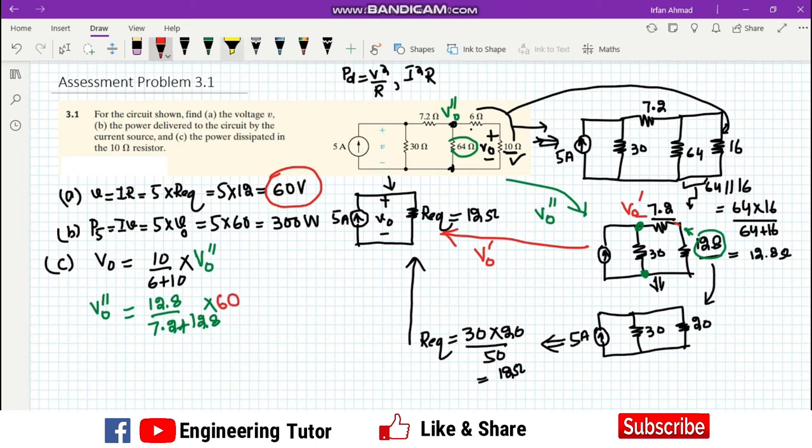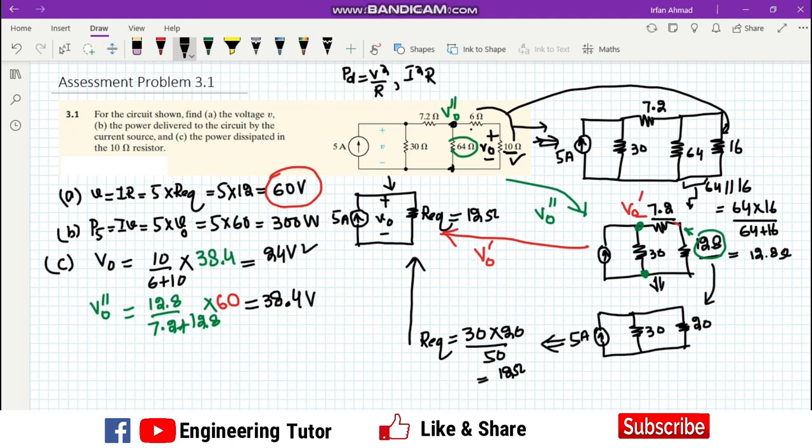After this 60, we will have the value 38.4 volts. Okay, now the value of V naught double prime is known. Let me put it here at the location where it has to be put. This is now 38.4, and when calculated, the value is 24 volts. So the 24 volts is calculated now.